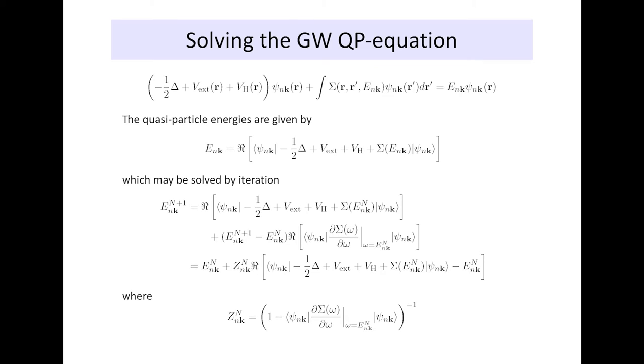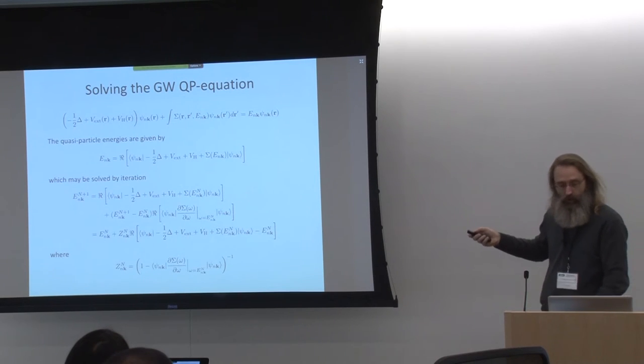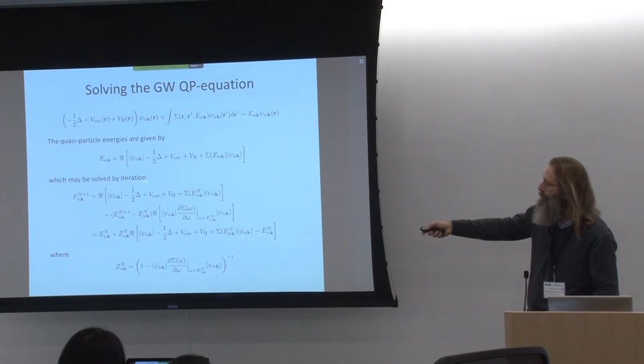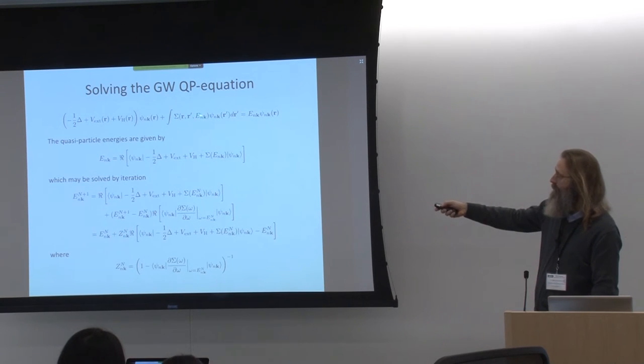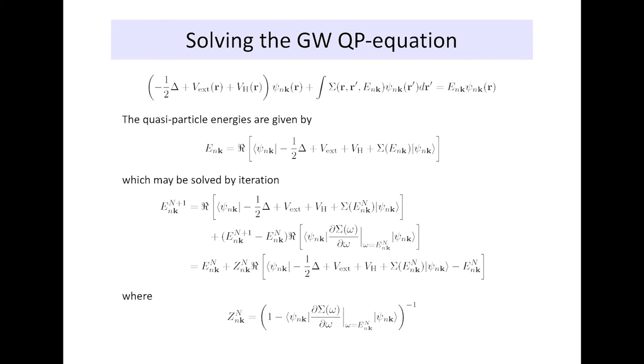Okay, let's go to actually doing GW. Because I already said that this self-energy depends on this particular energy, on this quasi-particle energy, there's a possibility to do an additional level of self-consistency here. These quasi-particle energies are given by this particular expectation value, and we could solve this by iteration, obviously. We start with the eigenenergies of our Kohn-Sham system, solve the quasi-particle equation, get quasi-particle energies, put them in, solve it again, get new quasi-particle energies, put them in and solve again, and so on, and so on. So that is written here.